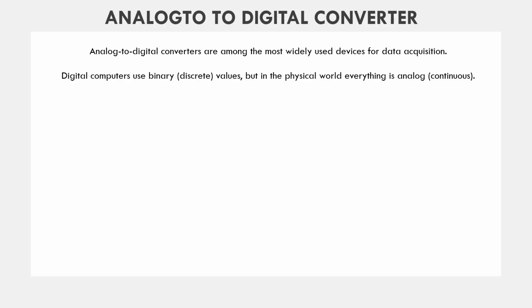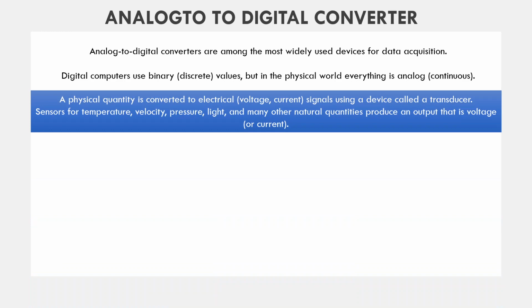ADC stands for analog to digital converters, which is the most common and most widely used device for data acquisition. Digital computers use binary or discrete values, but in the physical world everything is analog and continuous. So the physical quantity is converted to an electrical signal, either in the form of a voltage or a current signal, using a device called a transducer.